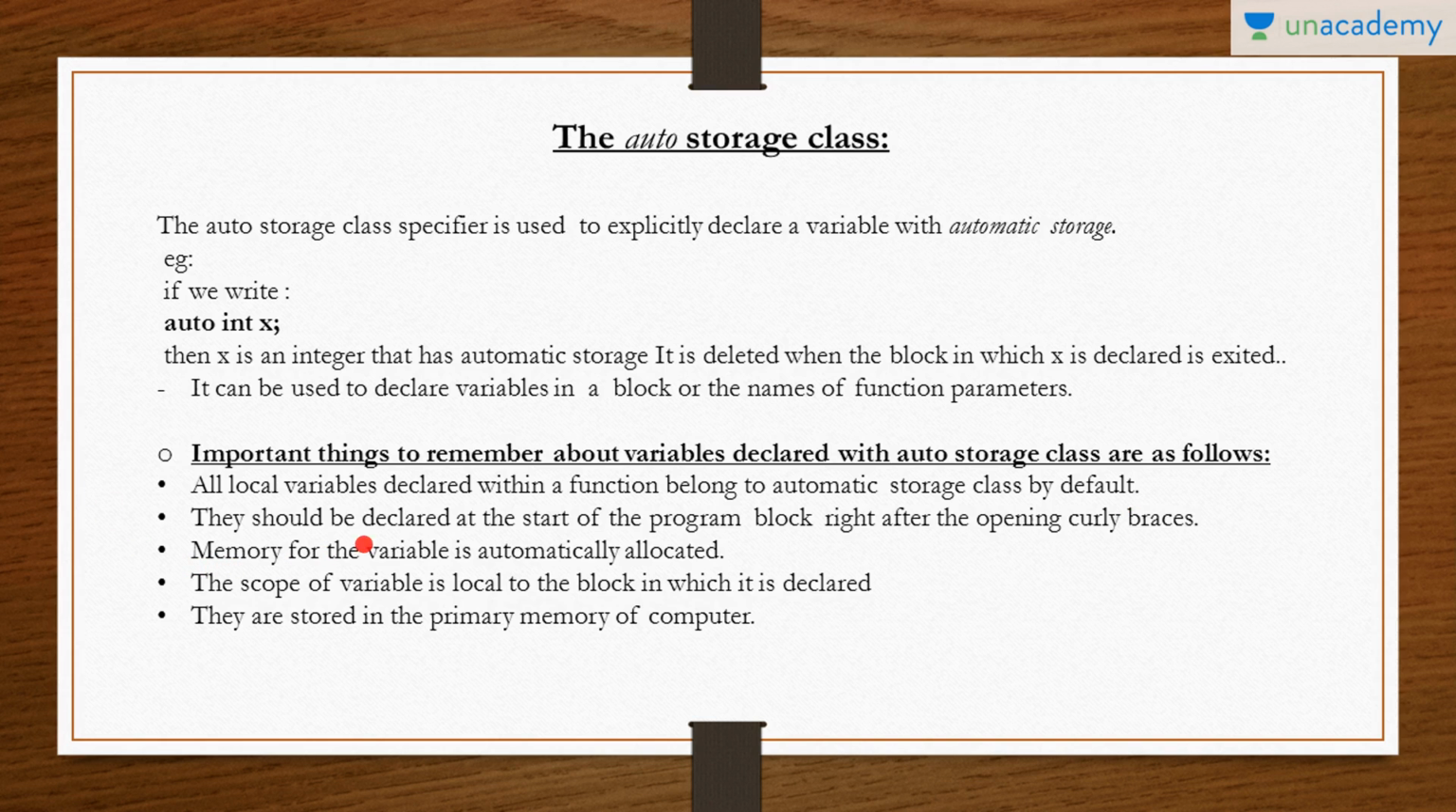They should be declared at the start of the program block, right after the opening curly braces. I told you in my earlier videos that the program starts with the starting point, the curly braces. The memory for the variable is automatically allocated. The scope of the variable is local to the block in which it is declared. They are stored in the primary memory of the computer; I told you earlier primary or secondary, but for the auto storage class, primary memory will be used.